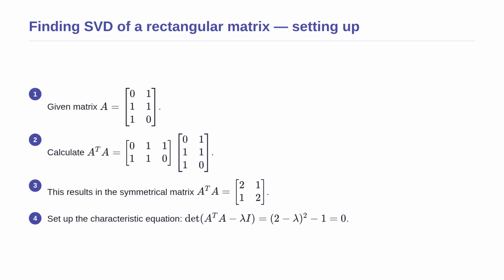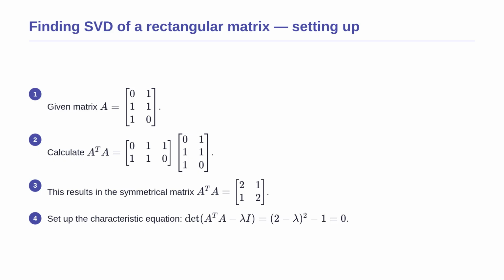Before we move on, let us see this with a concrete example. We will find the singular value decomposition of a simple rectangular matrix with 3 rows and 2 columns. We are given matrix A and we need to find its rotation and stretch components. Our first step is to multiply A transpose by A itself. The transpose flips the rows and columns, turning our tall matrix into a wide one. Multiplying this wide matrix by our original tall matrix gives us a neat 2 by 2 symmetrical square matrix.